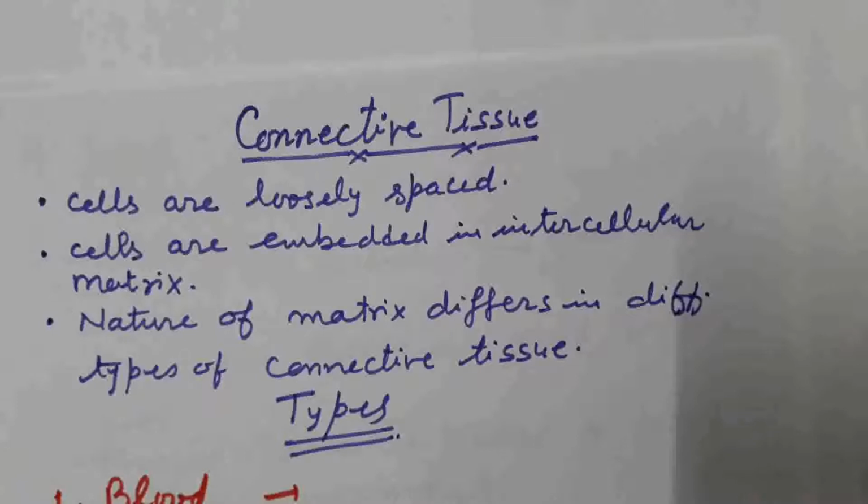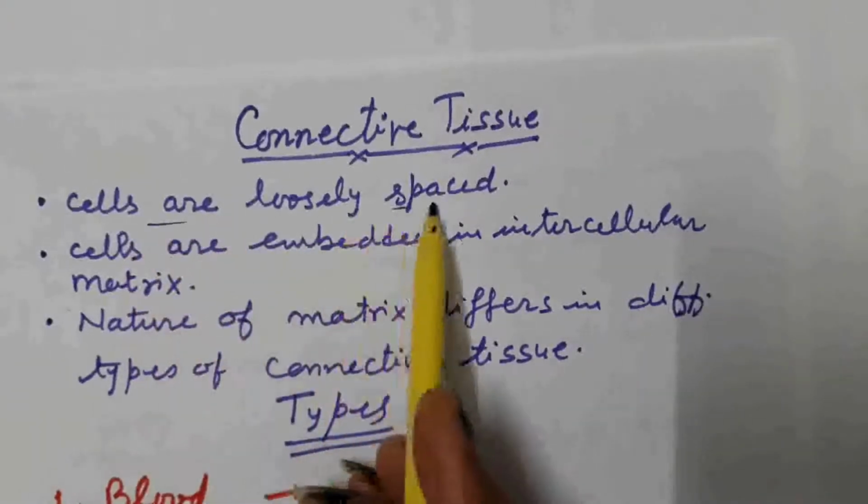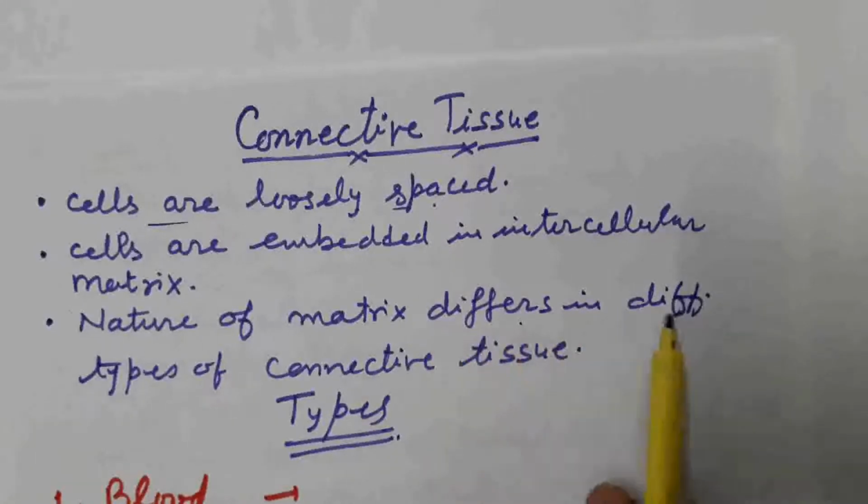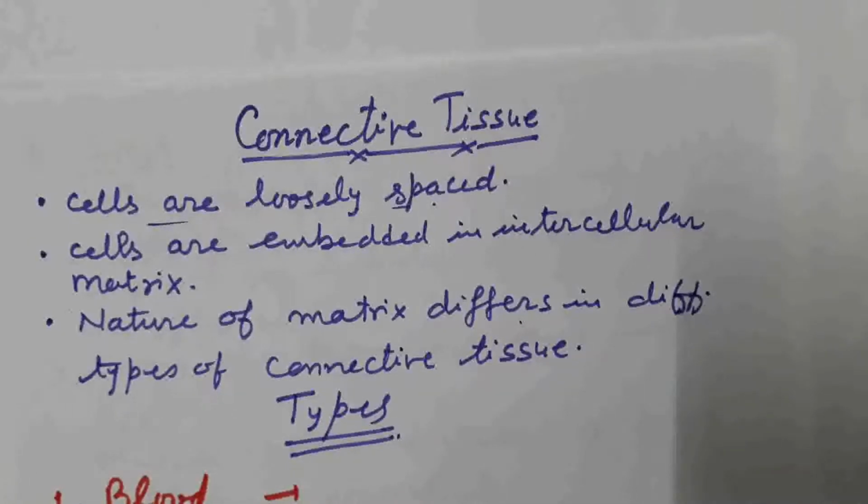Cells in connective tissue are loosely spaced. Large spaces are present between the cells, and these cells are embedded in an intercellular matrix. The nature of the matrix differs in different types of connective tissue. In every type of connective tissue, a different type of matrix is present.